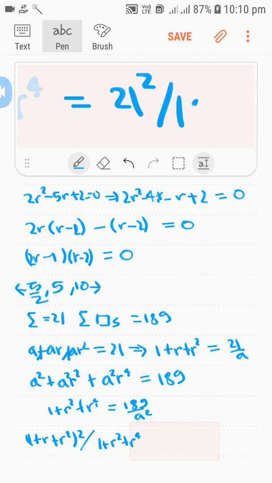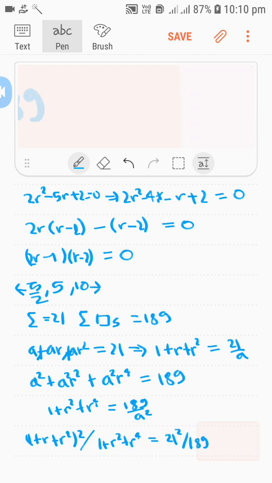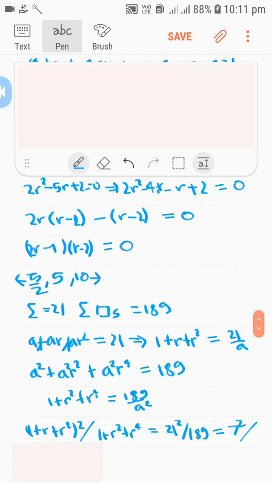21 squared upon 189. You can easily see that 21 squared is a multiple of 9 and 189 is also a multiple of 9, so you can just cancel out those things. So it's going to be 7 squared upon 21. Hey, that was nice.